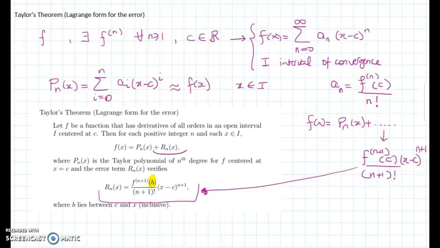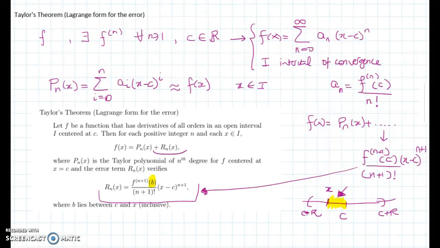So let me draw a picture here. Let's say we have our value c. We are inside our interval of convergence, so let's say this is c minus r, and here we have c plus r, and then we have x. I don't know on which side of c is x, but let's say we put it here on the left, and then b is some value that lives in between x and c. So somewhere around here is our value.